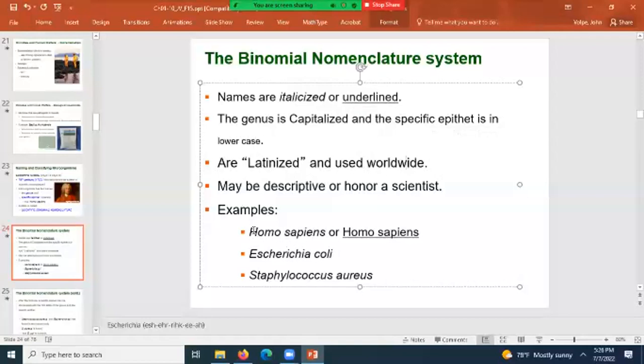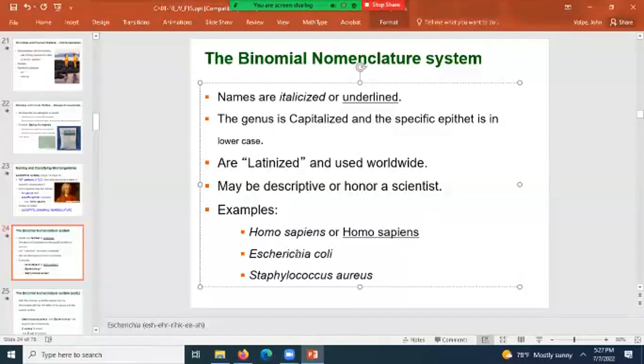Like Homo sapiens is used by everyone to discuss the human species. Staphylococcus aureus is used throughout the world, whatever language you're using, to describe that bacteria. The name may be descriptive or it may honor a scientist. Homo sapiens is an example, and this literally means wise man who walks on 2 feet.